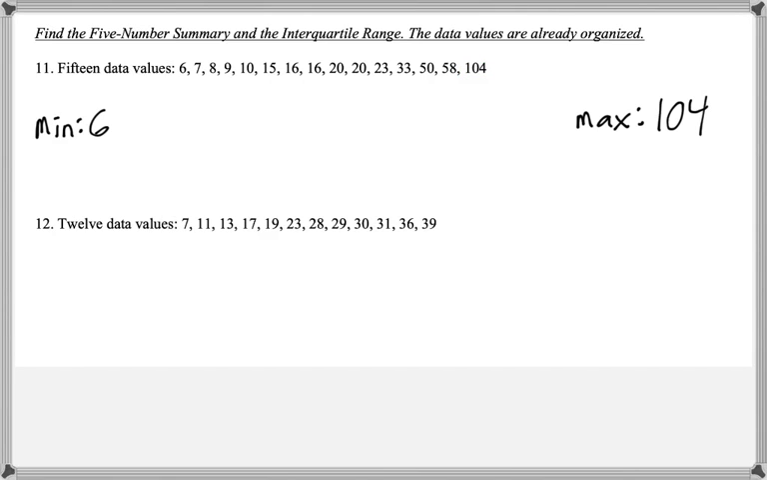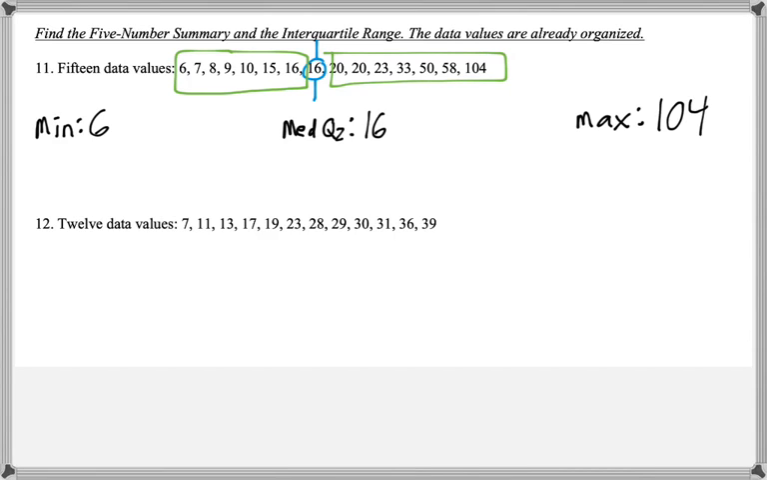Now, because there are 15 data values, the median, or the middle value, is going to be the 8th data value. So Q2, or the median, is 16. This has divided the data into 2 halves. So to find Q1 and Q3, we need to find the median of these 2 halves.